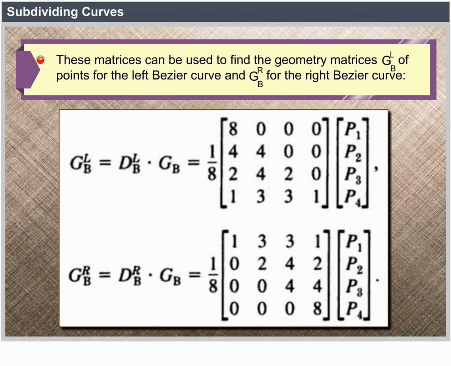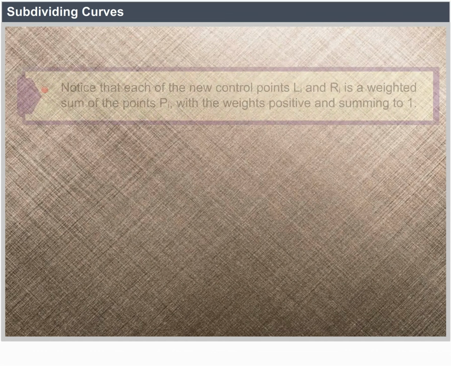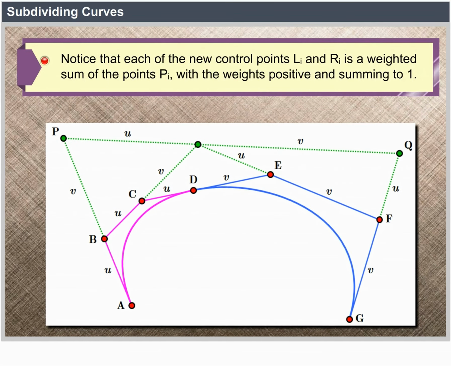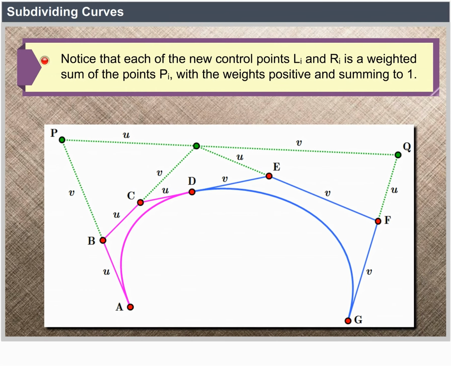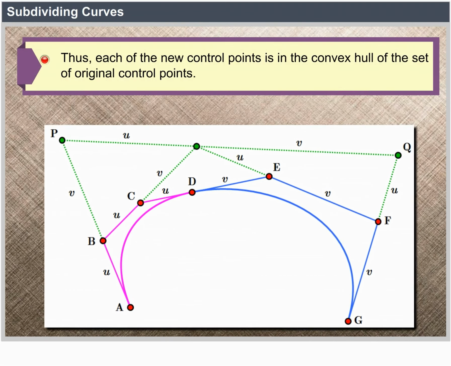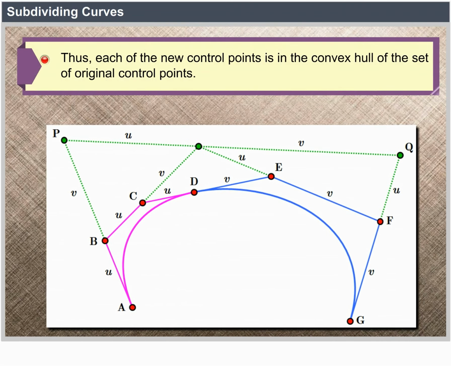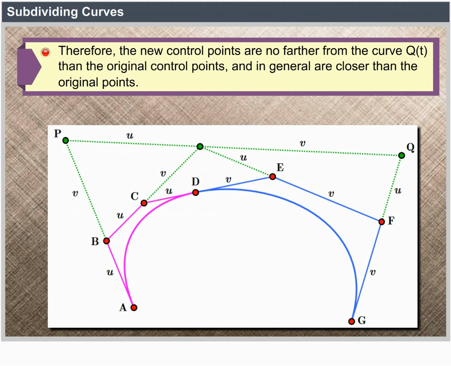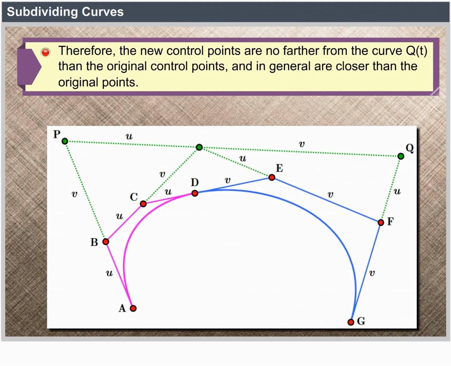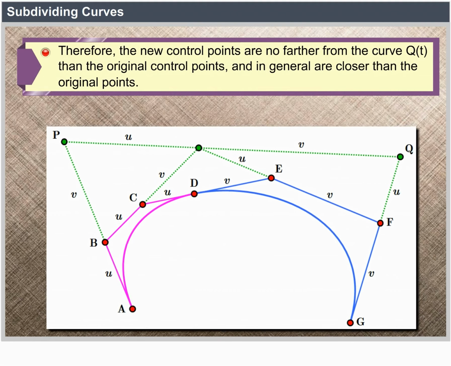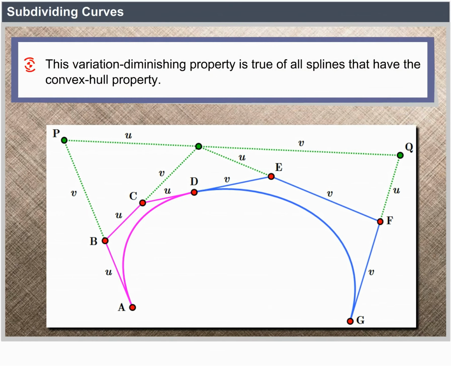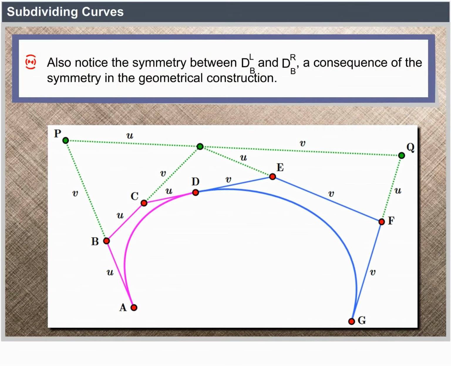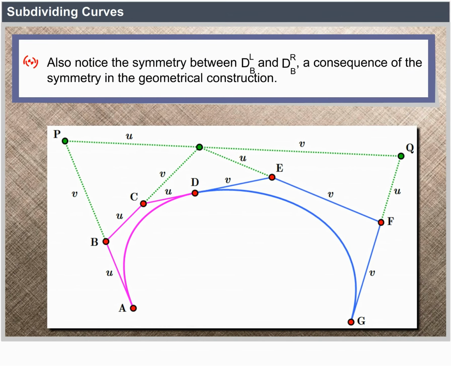Notice that each of the new control points Li and Ri is a weighted sum of the points Pi with the weights positive and summing to 1. Thus each of the new control points is in the convex hull of the set of original control points. Therefore the new control points are no farther from the curve Q(t) than are the original control points, and in general are closer than the original points. This variation diminishing property is true of all splines that have the convex hull property. Also, notice the symmetry between DLB and DRB, a consequence of the symmetry in the geometrical construction.